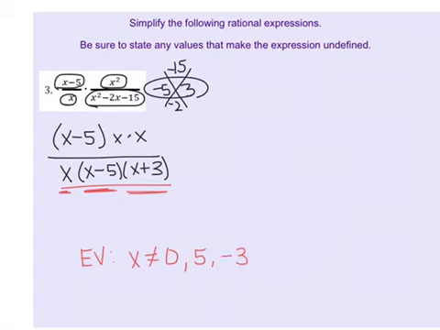If I plug in negative 3 in there, I get negative 3 plus 3, which is 0, multiplied by other pieces, would be 0 in the denominator. So these are going to be my EVs, but I'm not quite done yet. I want to go back up and simplify now.